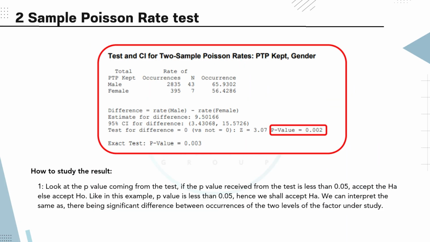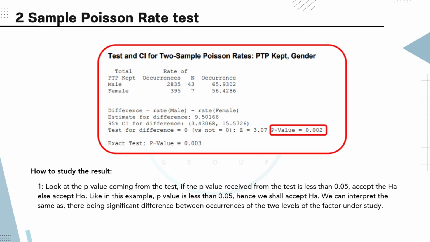In this slide, we're learning how to interpret the results of a two-sample Poisson rate test using the output of a statistical software. Let's walk through the interpretation. First, focus on the p-value. Here, the p-value is shown as 0.002. Since this is less than 0.05, we reject the null hypothesis, H0, and accept the alternate hypothesis, HA.